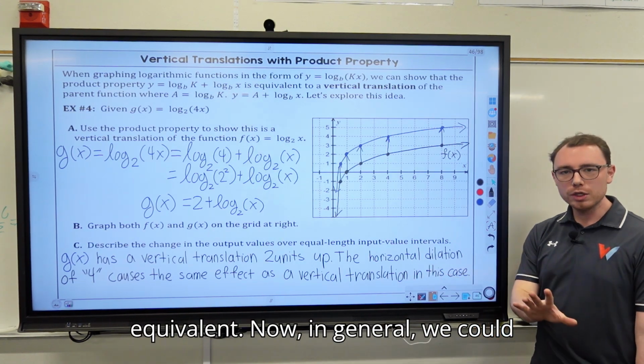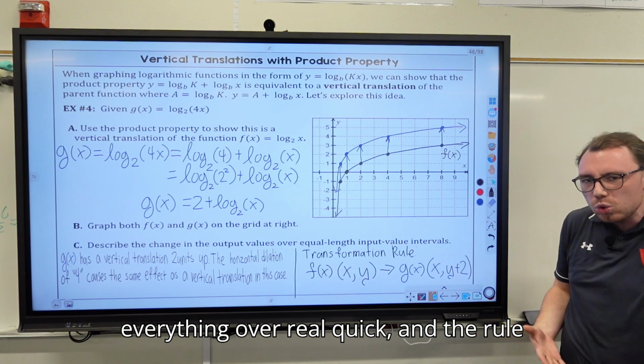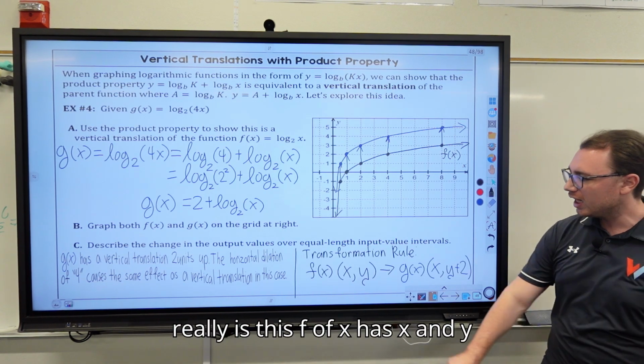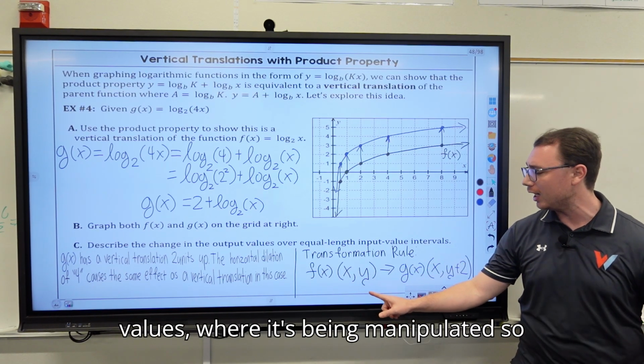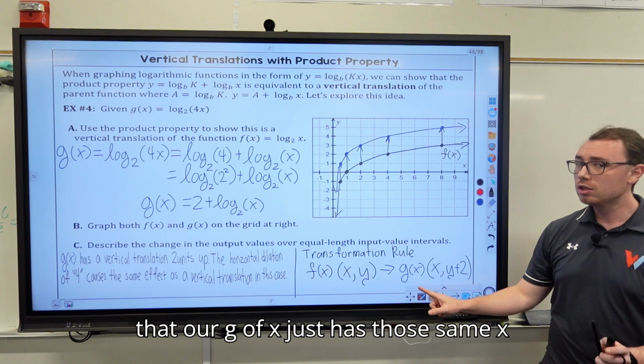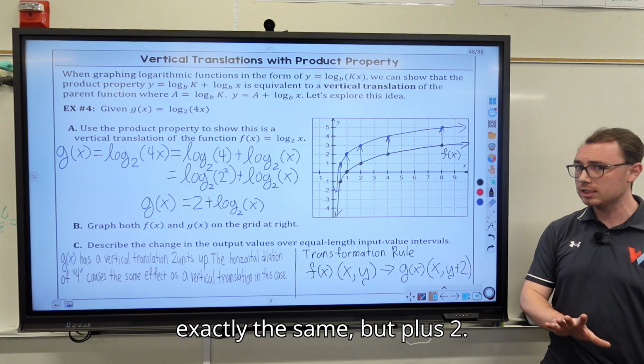Now, in general, we could write this as a rule. I'm going to push everything over real quick. And the rule for this translation really is this f of x has x and y values, where it's being manipulated so that our g of x just has those same x values, comma, y values exactly the same, but plus 2.